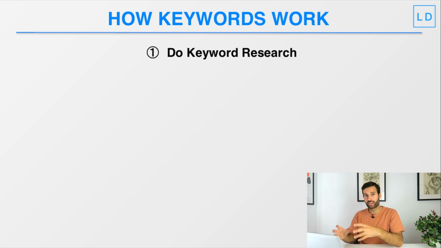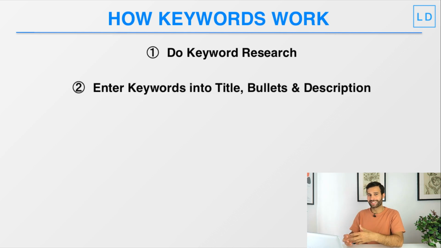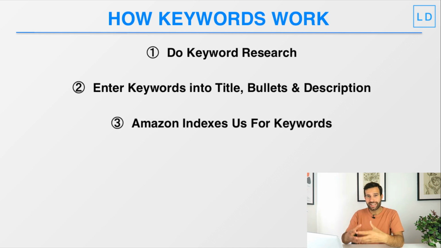Now, once you've done your keyword research and you have your list of keywords, what you're going to want to do is then enter those keywords into your title, bullets, and description. So enter them into your listing copy. Once you've entered them into your listing copy, Amazon will then index your product listing for that keyword.